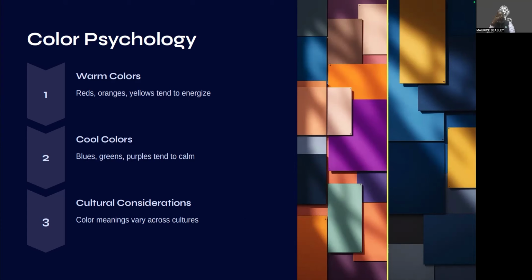Blue is one of those colors that has the shortest wavelength, so it's the easiest for us to perceive. That's why the sky is blue. That's why water reflecting that sky is blue.